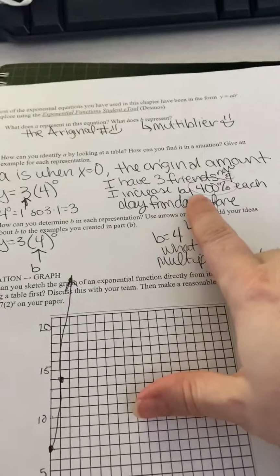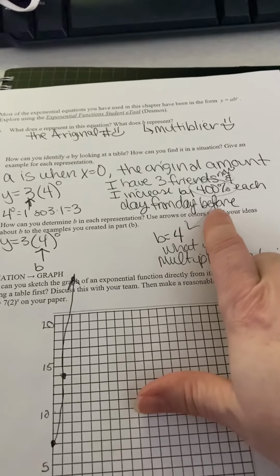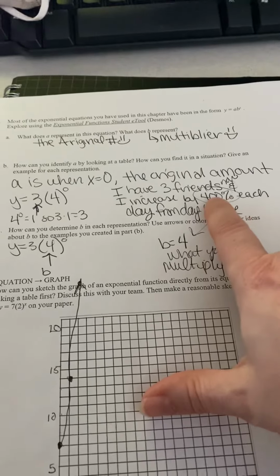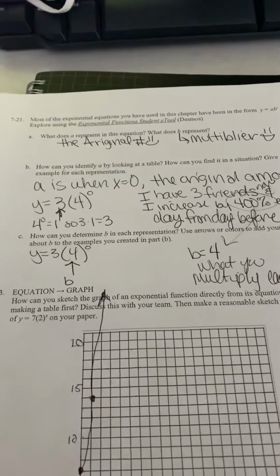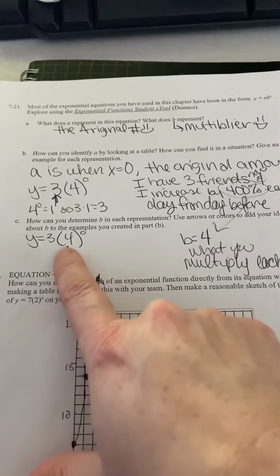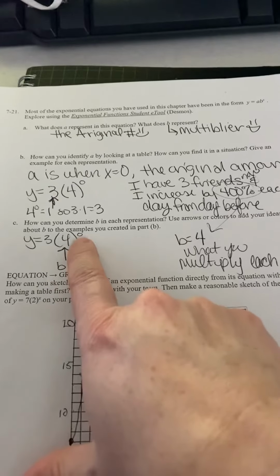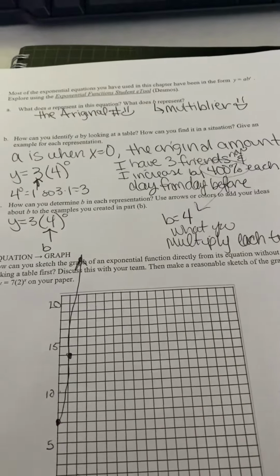And then it says, I have 3 friends now, and I increase by 400% each day from the day before. And so 400%, that means my multiplier would be 4. So I use that same equation. And then for B, again, 3 times 4 to the 0, the multiplier is the number that has the exponent. And here, it's what you multiply each time.